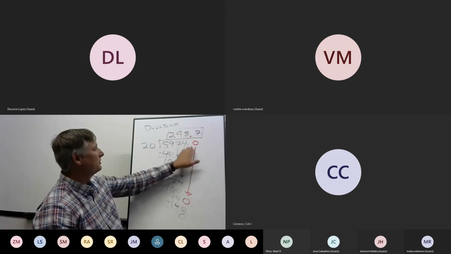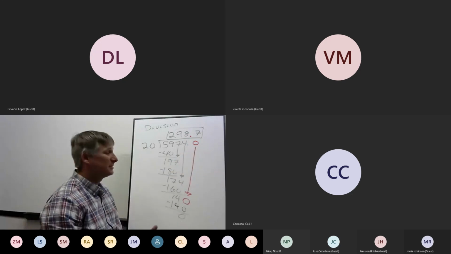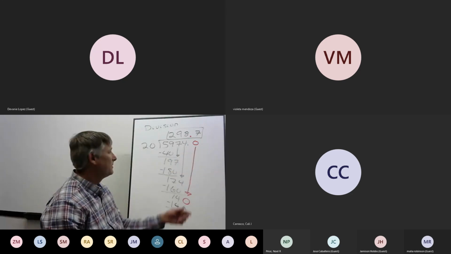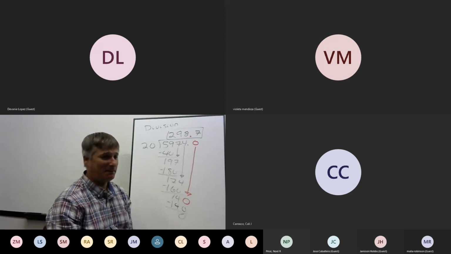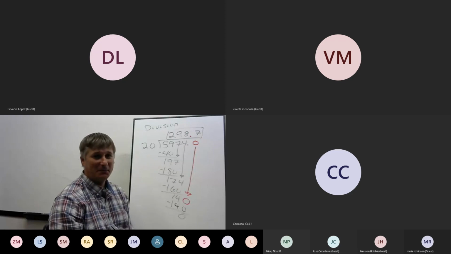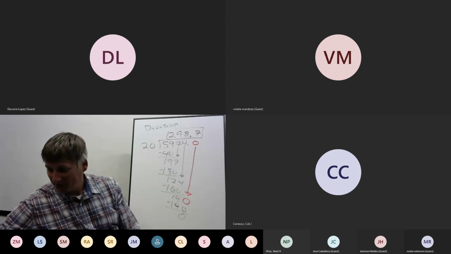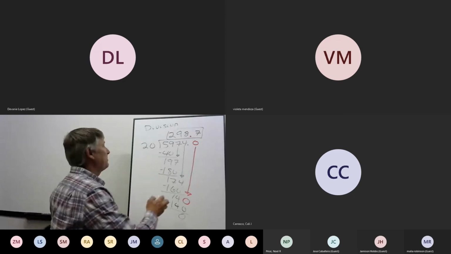The way we do that, we put in a 0.0 that doesn't change our number really. It's the same quantity. And we can bring that 0 down. That lets us continue dividing. Questions about that? All right. So we could have something like this.